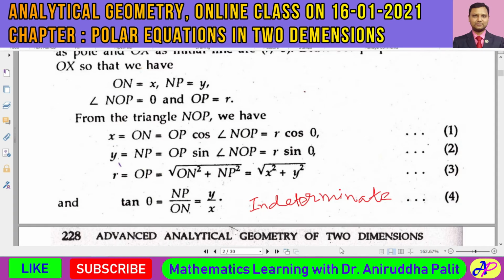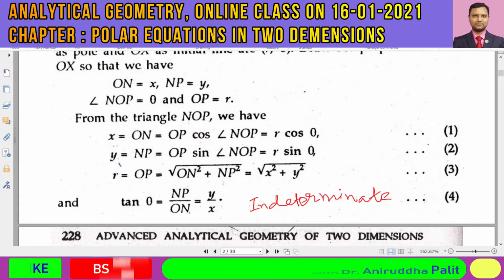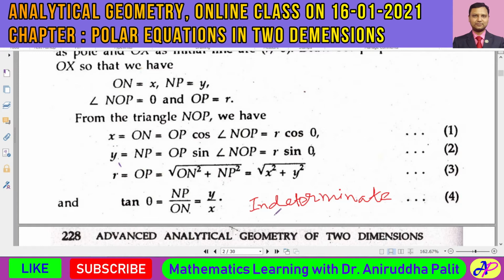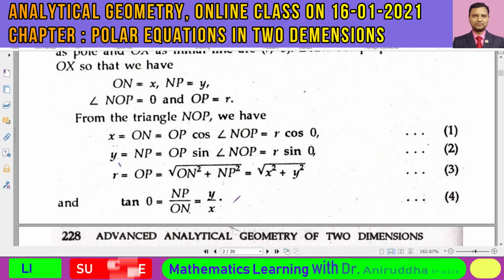Indeterminate forms. Indeterminate means which cannot be exactly determined. We can determine their value, but depending upon the situation, the value may be different for different situations. That's why we call it indeterminate forms. And in such cases, this kind of transformation, tan theta equal to y by x, is actually not valid at all.